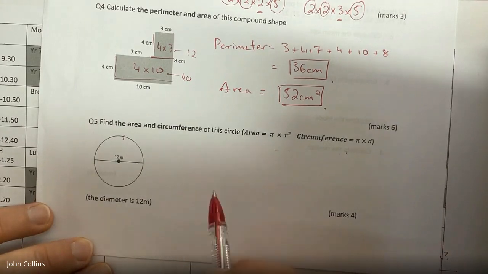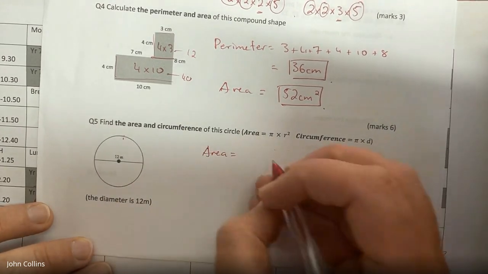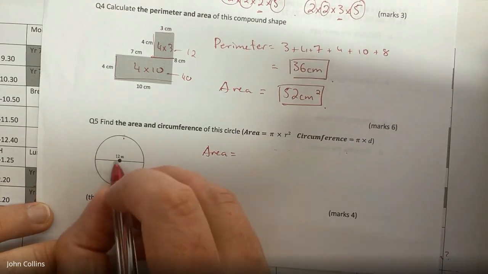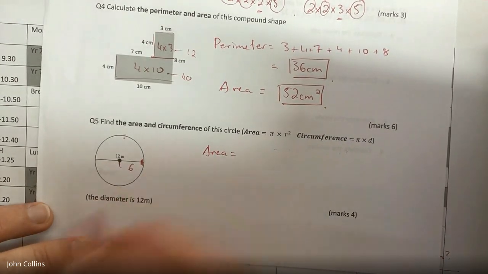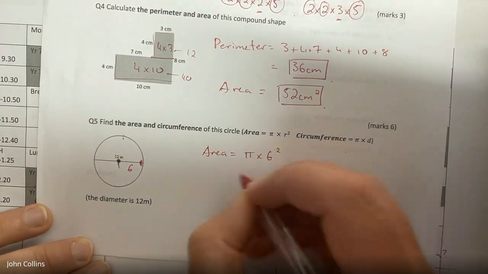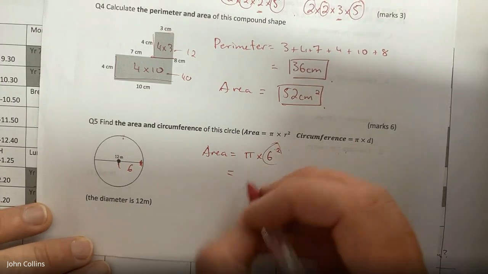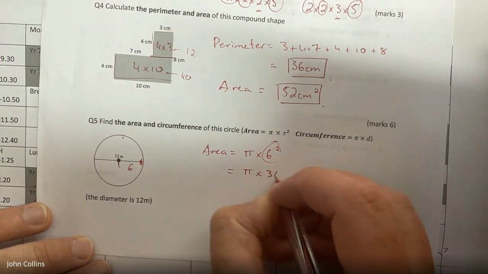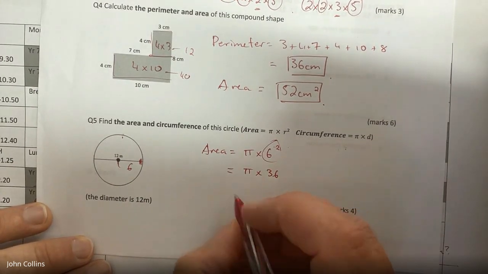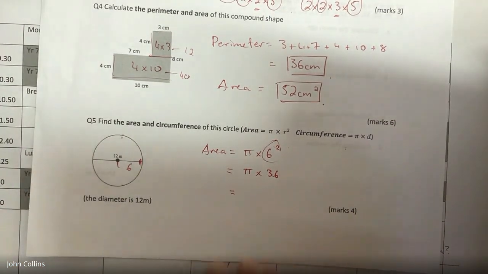Okay, so area of a circle is pi times the radius squared. What's the radius of this circle? It is 6, half the diameter. So you need to do pi times 6 squared. Now make sure when you put in your calculator, you do the exponents first, 6 squared first. Pi times 36 is 6 squared, 6 times 6. You can use a calculator in this exam, so you might as well start using it now.